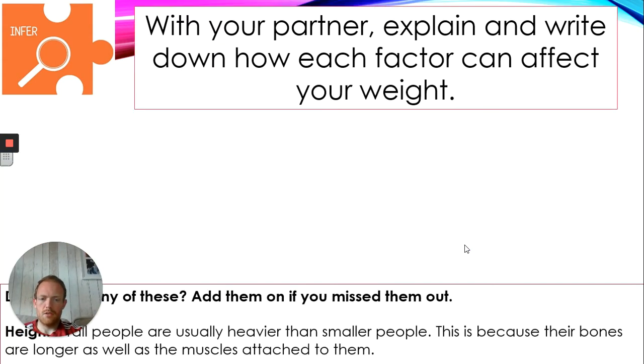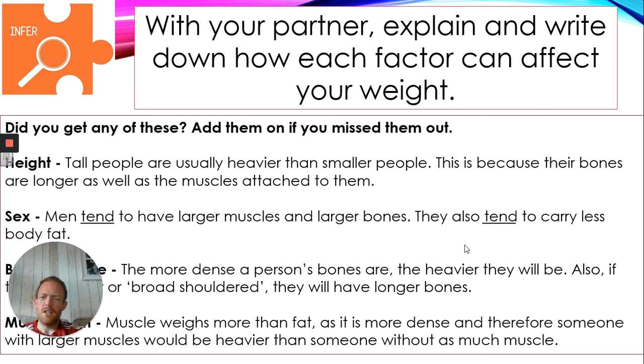So there's the 4. I'm just really quickly going to run through this. Height affects your weight because tall people are usually heavier than small people, just sort of physics wise. Bones are longer, and obviously, if the bones are longer, the muscles that are attached to them will need to be longer and will be bigger as well. So that will create more weight.